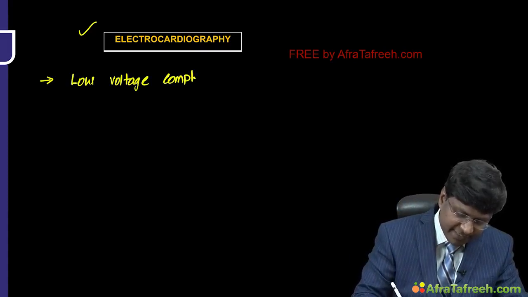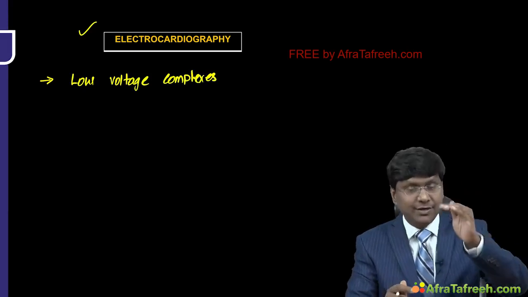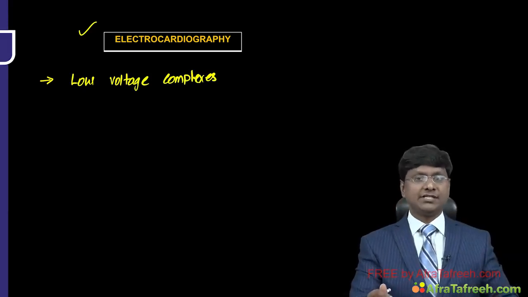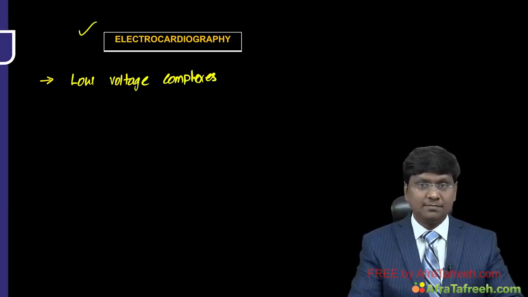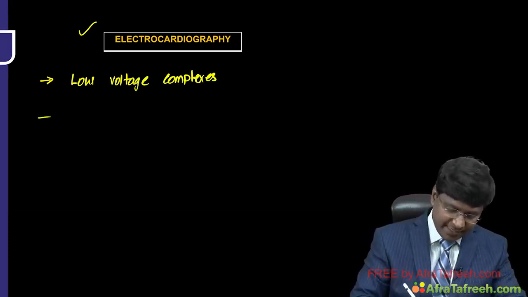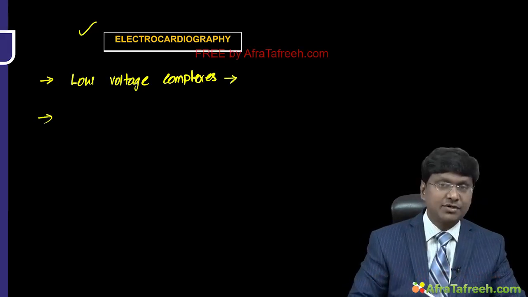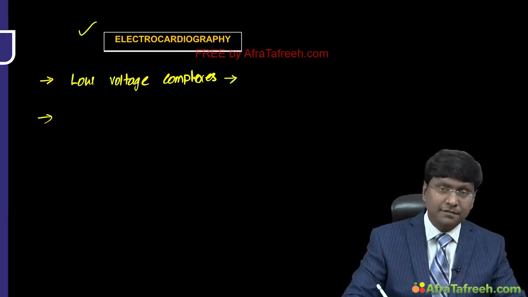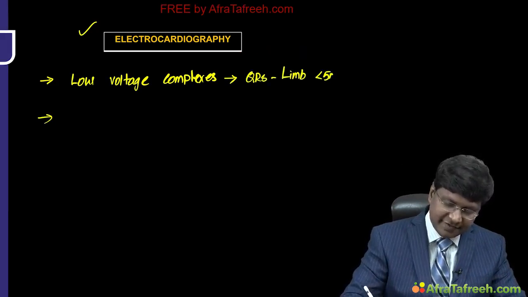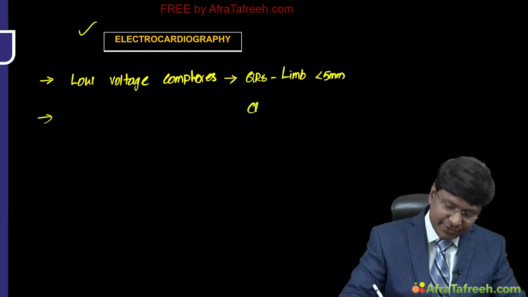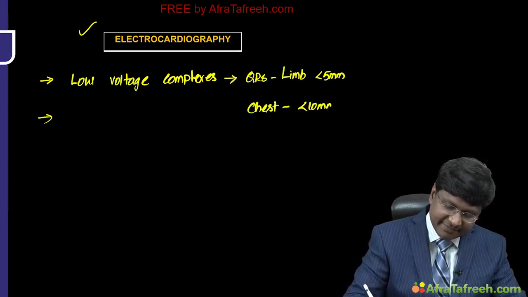Because there is fluid in the pericardial space that will reduce the conduction of the electrical activity onto the surface of the chest, and thereby the complexes will be small, right? Low voltage complexes will be there. And what exactly is the criteria for low voltage complexes? The amplitude of your QRS complexes in the limb leads will be less than 5 mm, whereas the amplitude of the QRS complexes in the chest leads will be less than 10 mm.